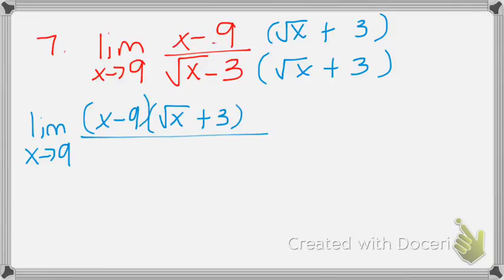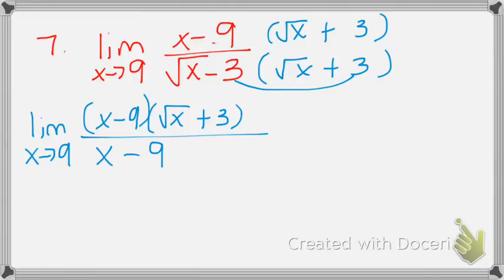On the bottom, we're going to multiply. First, square root of x times square root of x is x. Square root of x times 3 is 3 square root of x. Negative 3 times square root of x is negative 3 square root of x. Those two things cancel. You don't have to do that every time. And then the last two is negative 9.